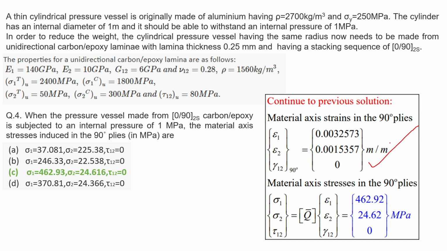After converting to strain, we just need to convert it to stress. For finding the stress, we will use the reduced stiffness matrix for the 90-degree ply. So the stress is equal to the reduced stiffness matrix multiplied by the material axis strains. From multiplying these two matrices, we will get the final material axis stresses for the 90-degree ply. So that's why all these questions are interrelated, because data from one question can be used for the next question.